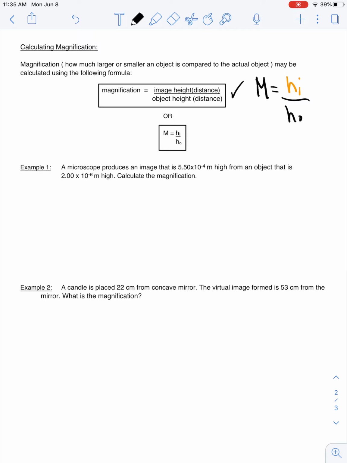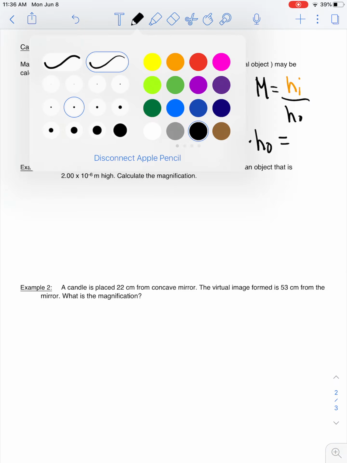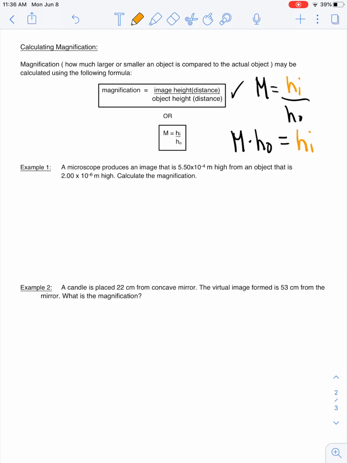So we need the height of the object moved to the other side of the equal sign. Since it's being divided on the right side, to move it to the left, we're going to multiply. So we get magnification times the height of the object equals the height of the image. That's just rearranging the formula for the height of the image. That's an easy rearrangement. And then I will rearrange for the height of the object. That's a little more difficult.